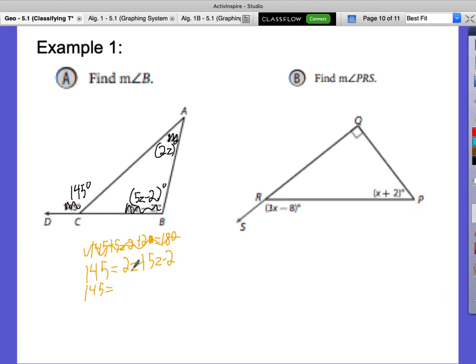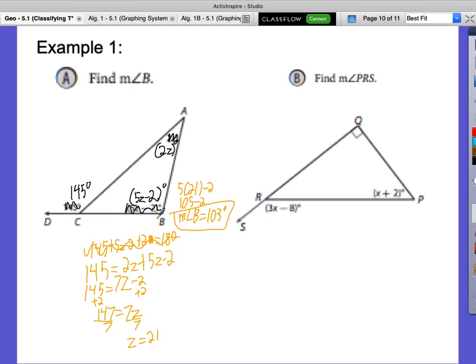Okay, 145 is equal to 7z minus 2. Add 2, add 2. 147 is equal to 7z, not to be confused with Sprechen Z, which is speak in German. So z ends up being equal to what? Anyone? Plug that into angle B. 5 times 21 minus 2, 105 minus 2. Measure of angle B does equal 103. Thank you. Questions on that?